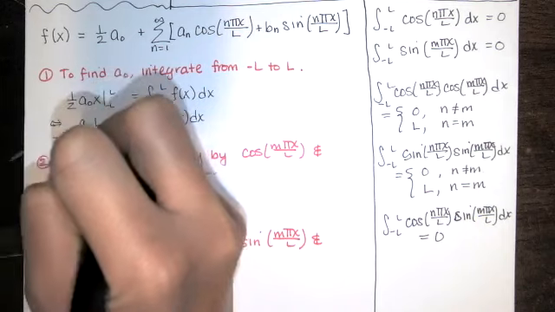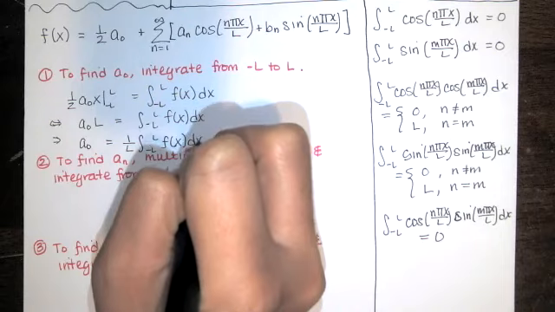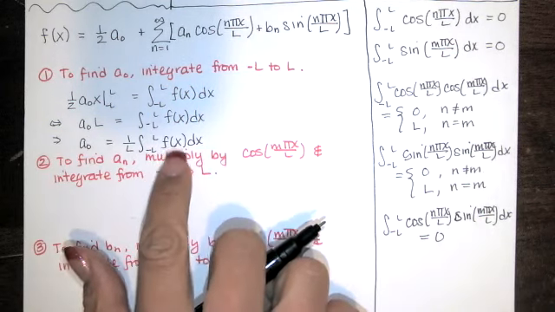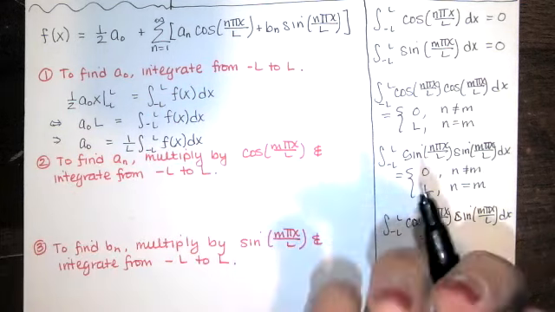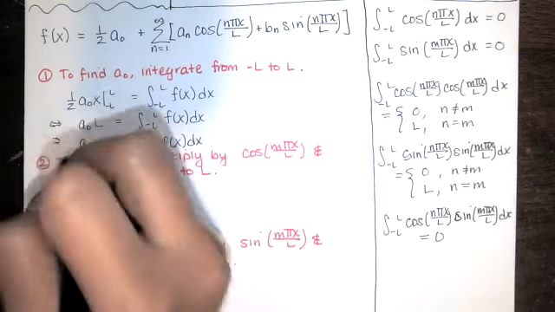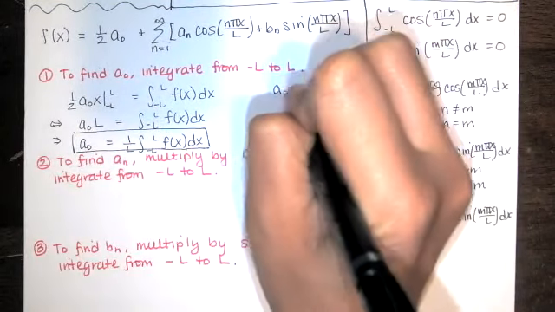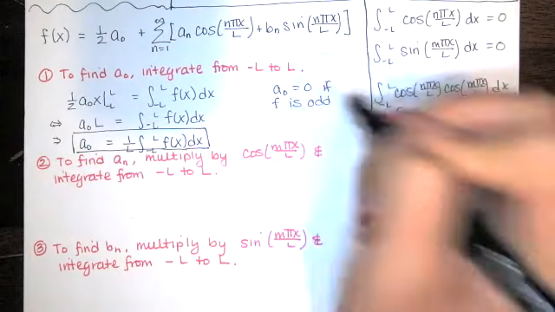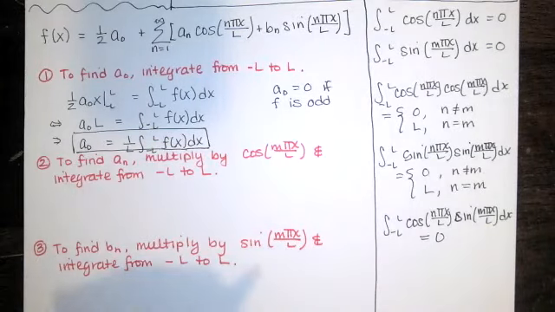So we get a naught is 1 over L times this integral from negative L to L of f of x. That's still true. But if f is odd, that's the integral of an odd function over a symmetric interval. So that's going to be 0. So this is the formula we came up with last time. But because we're integrating from negative L to L, it's the same as integrating from negative a to a. If f is odd, we get 0.